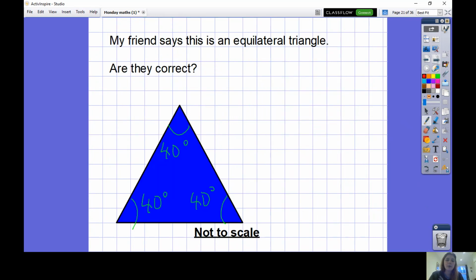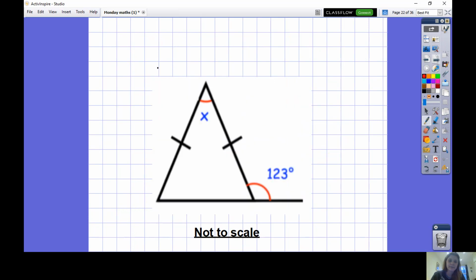We're going to look at a couple of reasoning problems before I show you our independent work. My friend says this is an equilateral triangle. Are they correct? Well, we need to access the information we know in our heads. I know two things about an equilateral triangle. I know equilateral means all angles are equal, and I know all triangles have interior angles adding up to 180 degrees. 40, 40, 40. Yes, they're all equal. Do they add up to 180 degrees? No, it adds up to 120 degrees, therefore this is not possible. This triangle could not possibly exist because it wouldn't add up to 180 degrees.